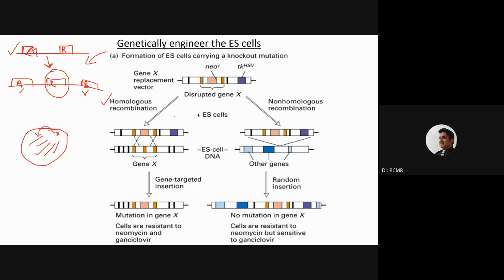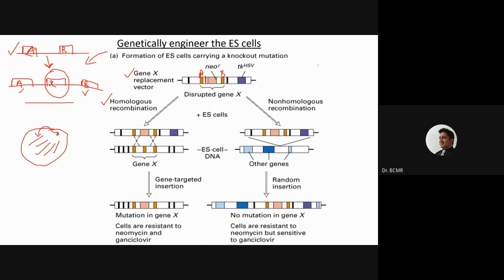So what we do is we have to put in gene X here, and the sequence of A here and the sequence of B. The orange ones that are depicted are homologous regions. I'm trying to construct a gene construct which will allow me to target gene X between A and B. That's my goal.